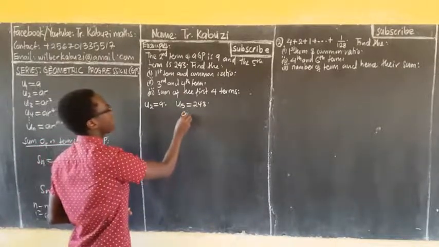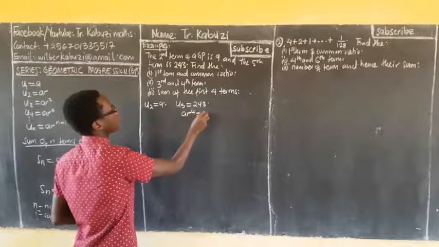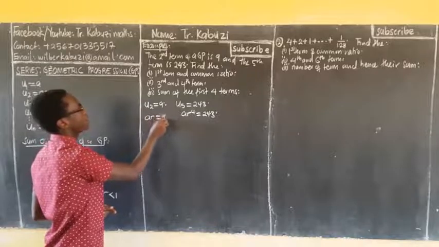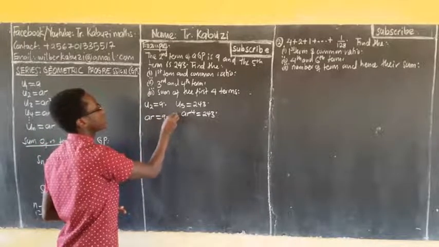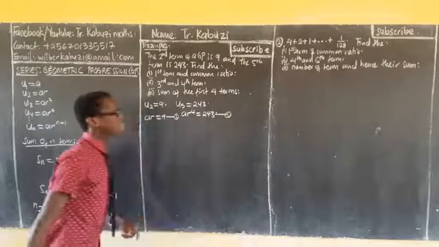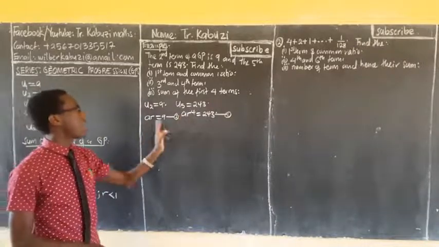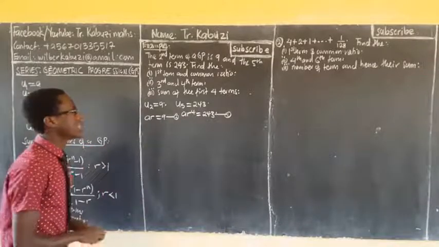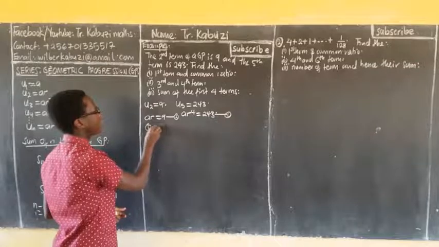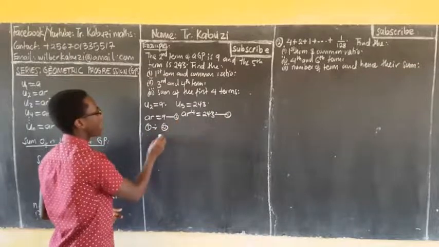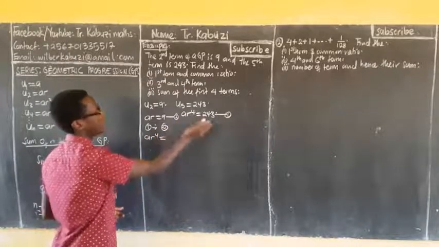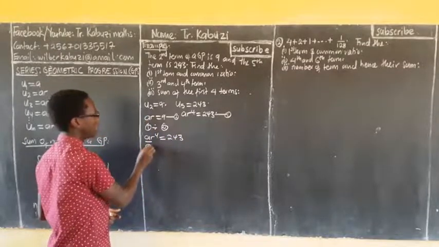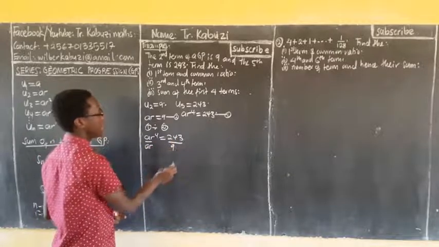Our fifth term is always ar^4 equaling 243, and our second term is always ar equaling 9. So if this is equation 1 and this one is my equation 2, now to get r, I have a, I have r, and I have r. So here we can easily divide to eliminate one of the unknowns. So I'll say equation 1 divided by equation 2. I'll get ar^4 equal to 243, divided by equation 2, which is ar equal to 9.